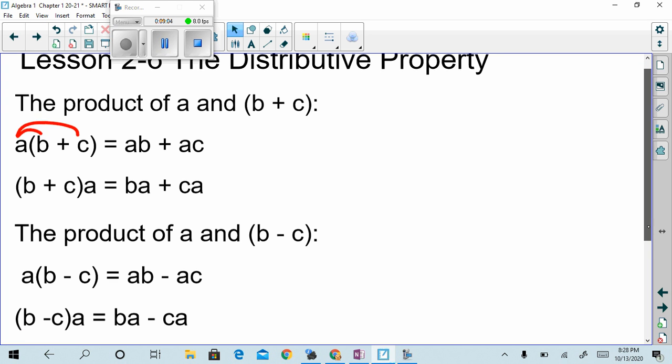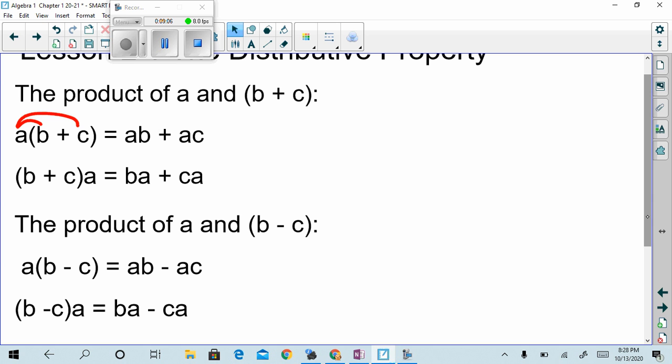And I could also do this over subtraction. This is the only time I'm dealing with this that it'll work if there's a sum or a difference within the parentheses. And then I'm just going to get these two products. We'll do a few practice problems if we have time in class.